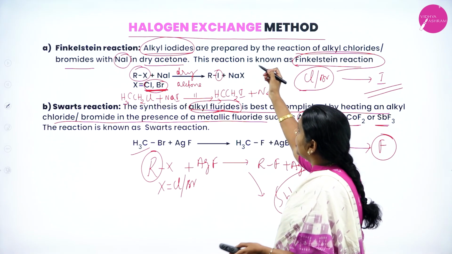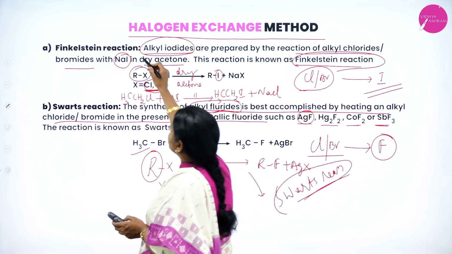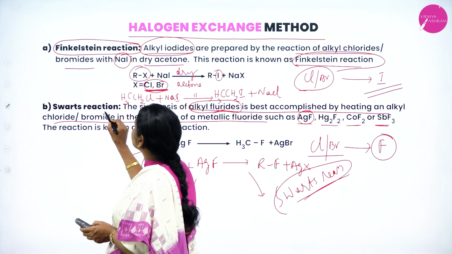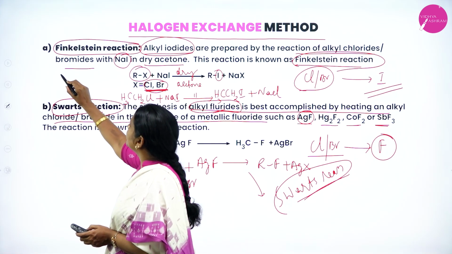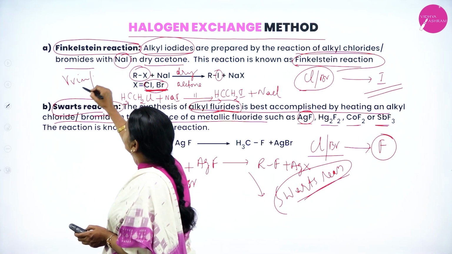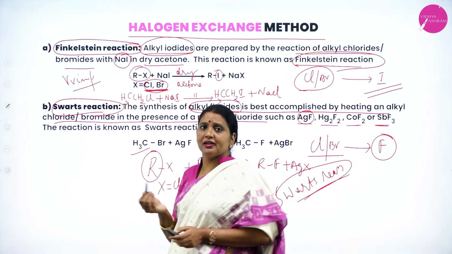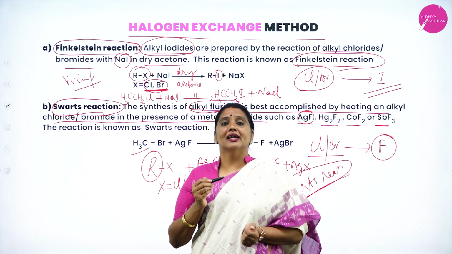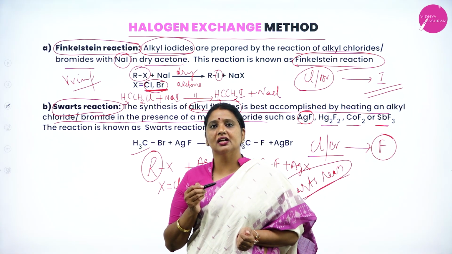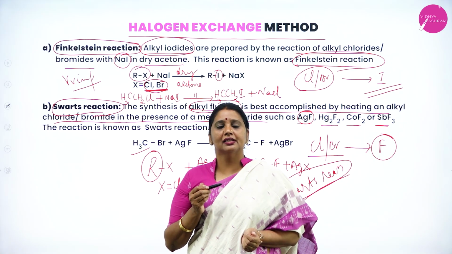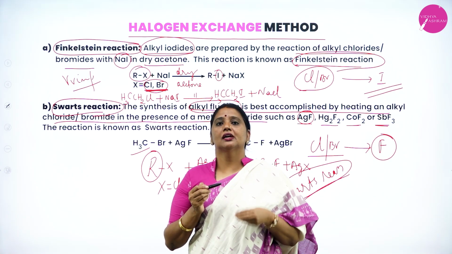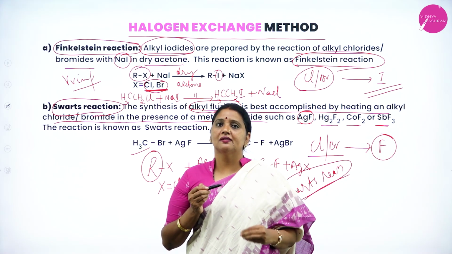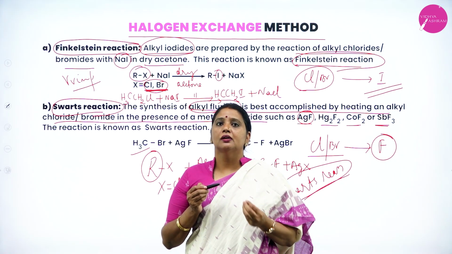So, this is the halogen exchange method. In the halogen exchange method, two important named reactions are the Finkelstein reaction and the Swarts reaction. It's a very important question for your board. Most probably every year it is a repeated 2-mark question; either they'll ask the Finkelstein reaction or the Swarts reaction. Students, please focus on both, as it's a very important question for your board.